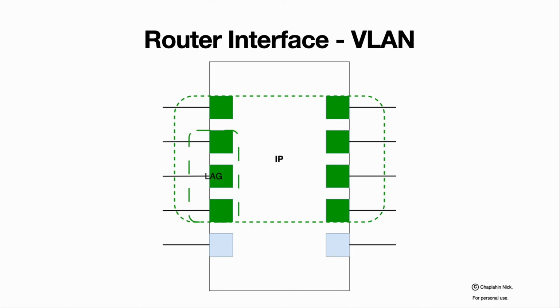And one more router interface is VLAN. A VLAN can be a router interface if it is assigned an IP. All ports and LAGs that are members of that VLAN participate as a single entry port to the router interface VLAN when the VLAN is assigned an IP.